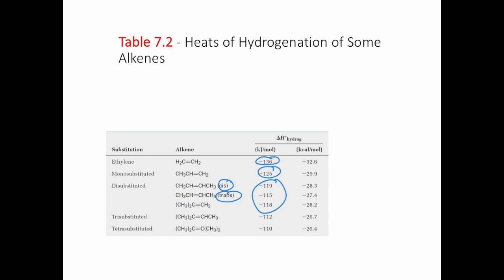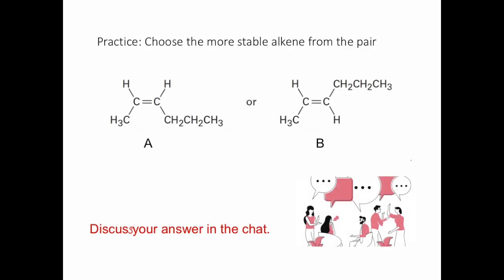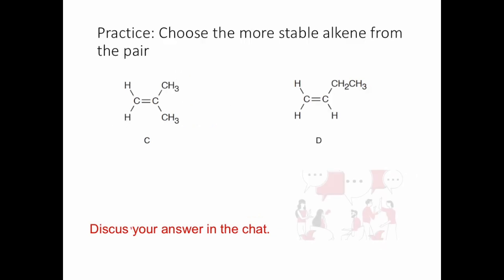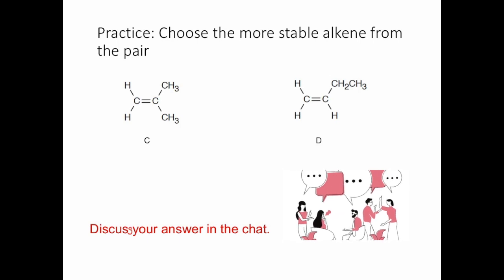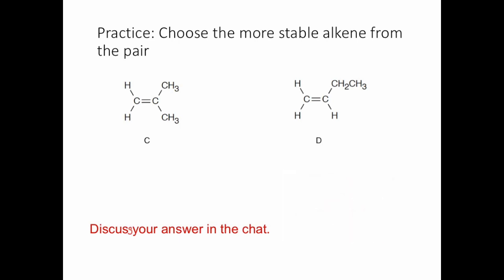And di-substituted alkenes are less stable than tri-substituted alkenes, which are less stable than tetra-substituted alkenes. So essentially, by doing this hydrogenation reaction and figuring out how much heat is released, we can figure out the relative stabilities of the starting alkenes. Choose the more stable alkene from the pair and discuss your answer in the chat. Again, discuss your answer in the chat. So pause the video and evaluate these different alkenes.